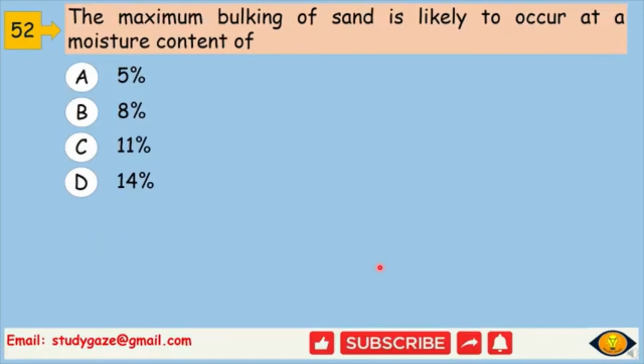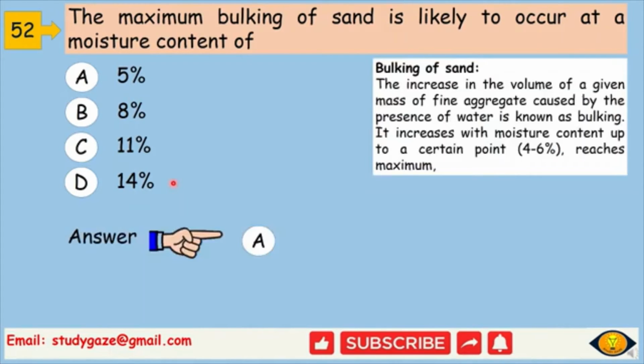52. The maximum bulking of sand is likely to occur at a moisture content of 5%, 8%, 11%, 14%. Answer will be A. 5%. Bulking of sand is actually increase in the volume of a given mass of fine aggregate caused by the presence of water.